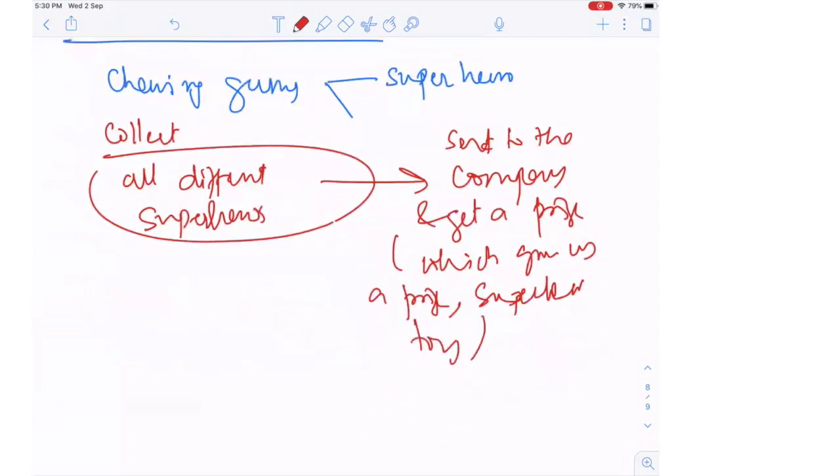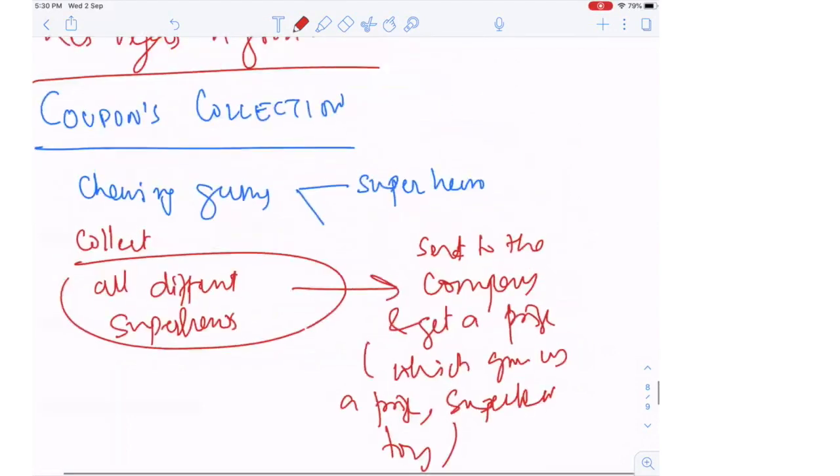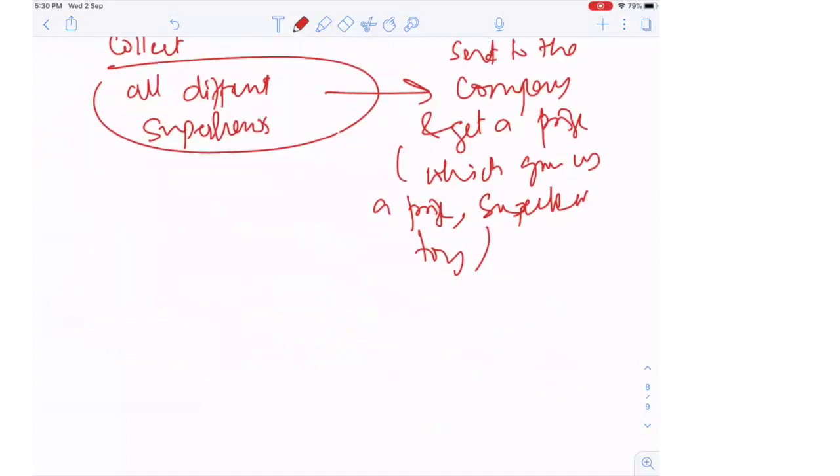Have you seen this? Like, did you play this when you were a child? Anybody? Yeah. Yes, I did.